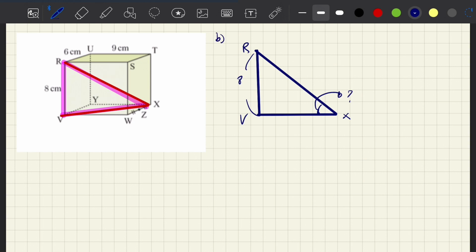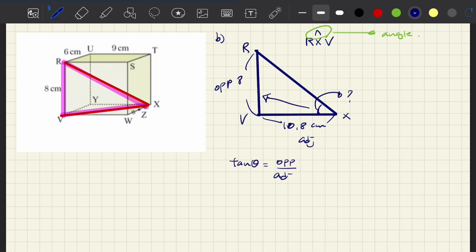Okay, so question B, we are trying to find the angle RXV. The little hat means angle. So we are trying to find the angle X, and we know from question A the line VX has a length of 10.8 centimeters, right? Then since we know the opposite side of the angle and the adjacent side of the angle, we can use tangent theta equals opposite over adjacent, right?